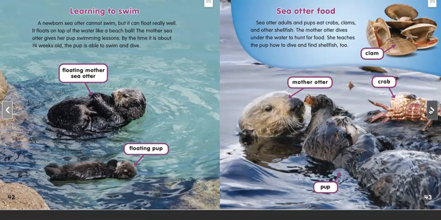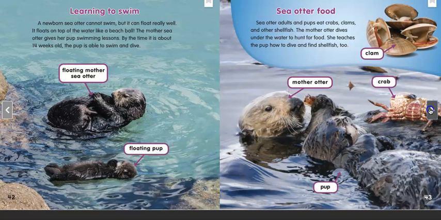Learning to swim. A newborn sea otter cannot swim, but it can float really well. It floats on top of the water like a beach ball. The mother sea otter gives her pup swimming lessons. By the time it's about 14 weeks old, the pup is able to swim and dive. I see two captions on this page, the floating mother sea otter and the floating pup. They're so cute.